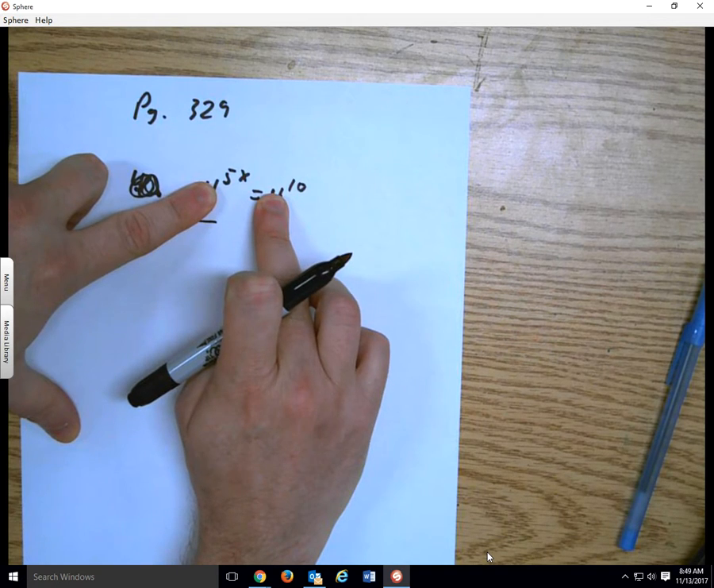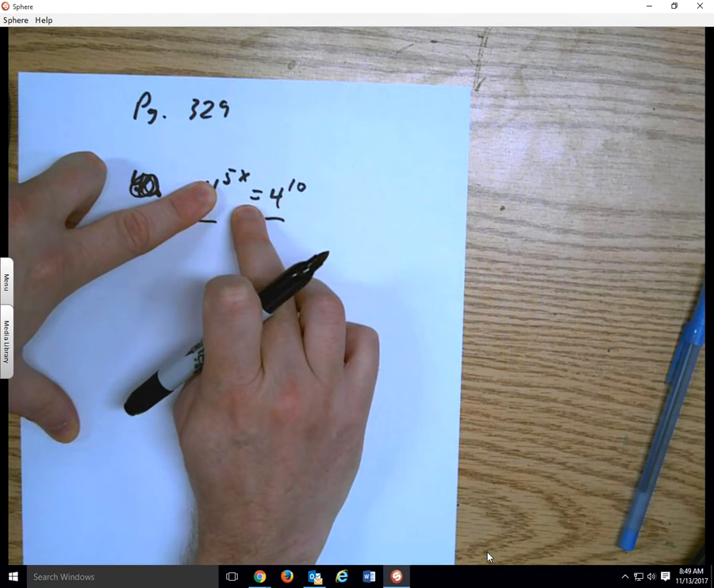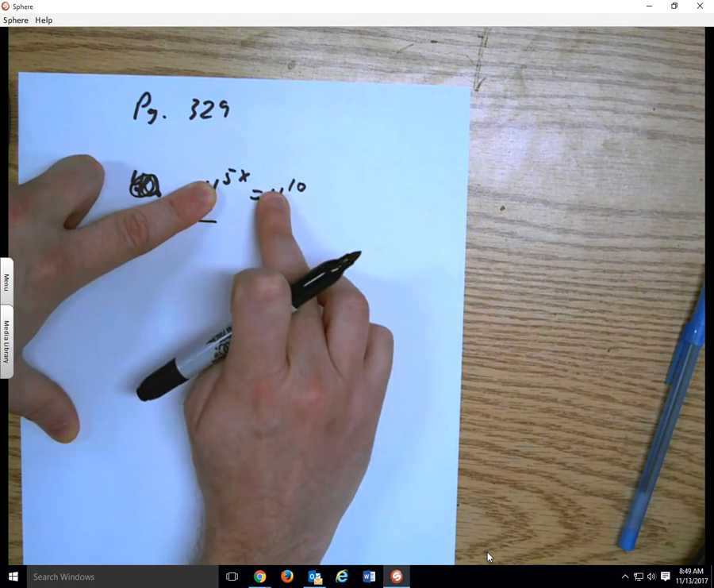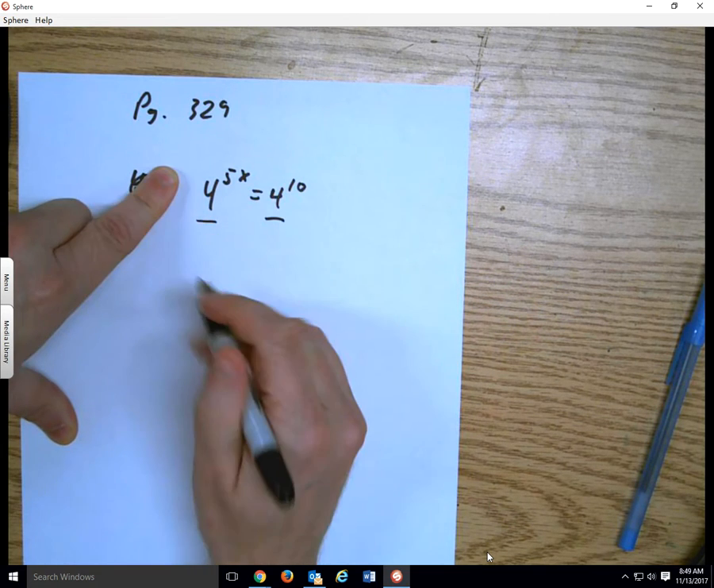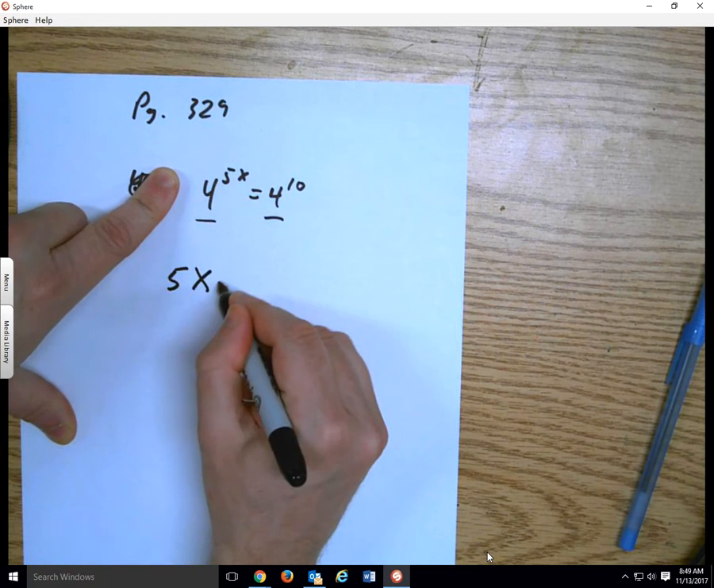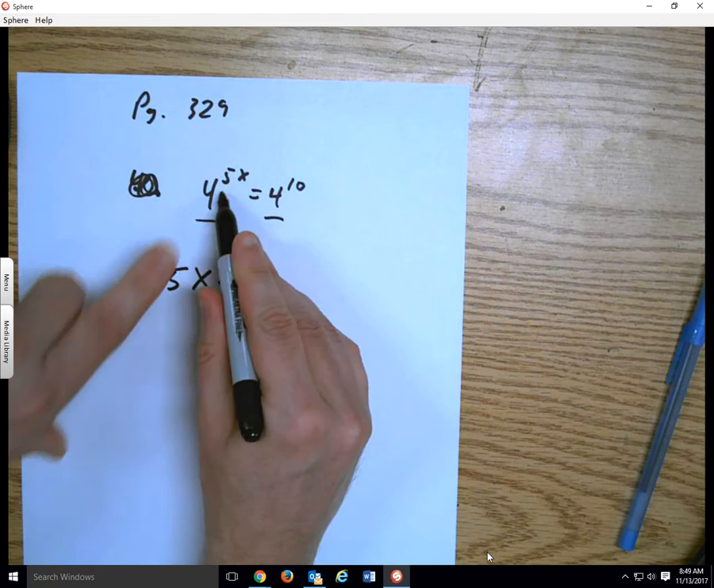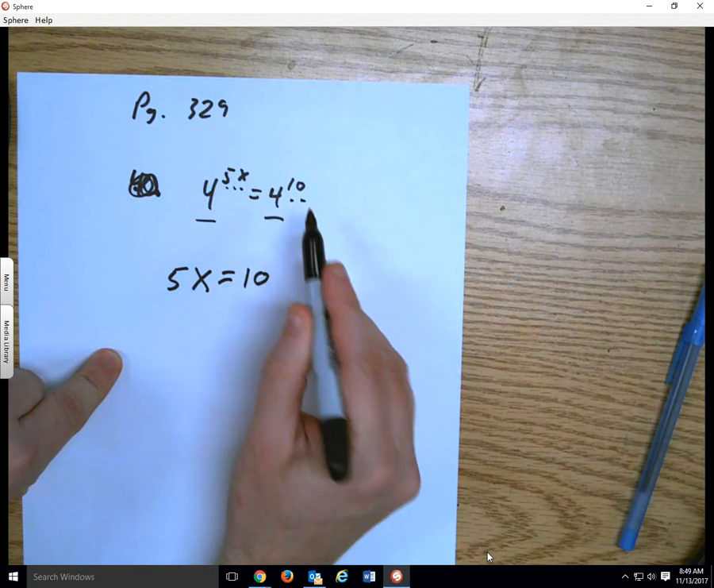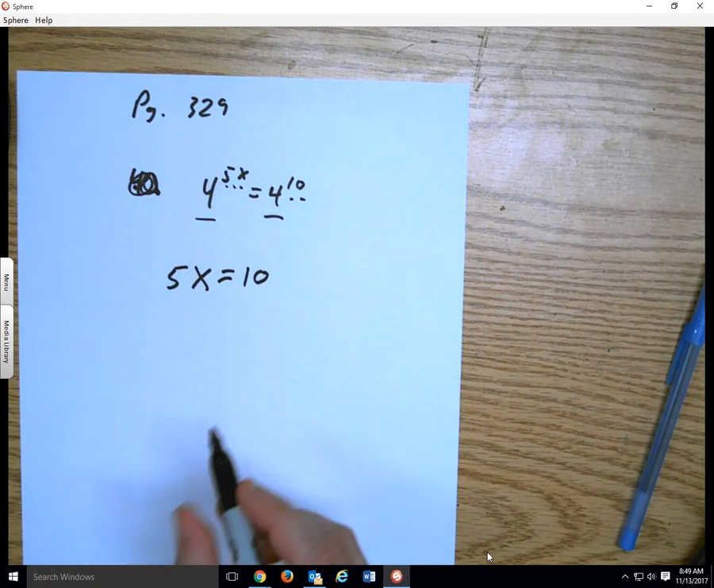and they're equal, so that means that this 5x has to also be equal to 10 because these 4's are equal. So if you set 5x equal to 10, see how I just set the exponents equal to each other? Now you can solve for x like you would any equation.